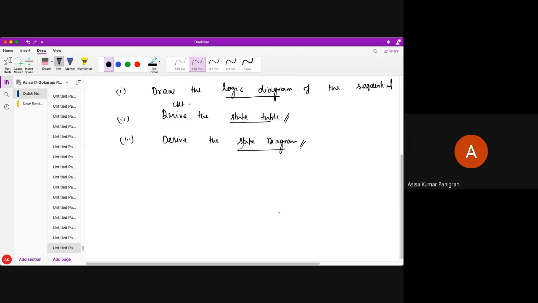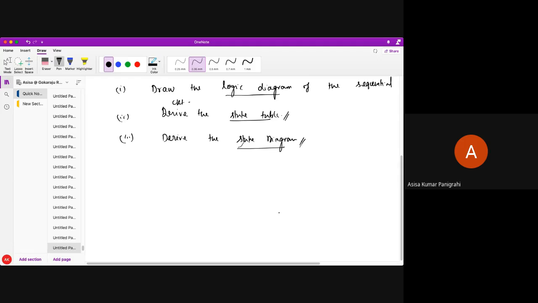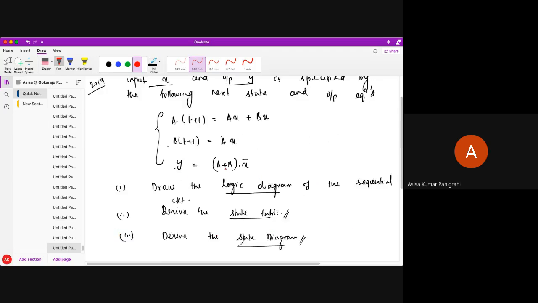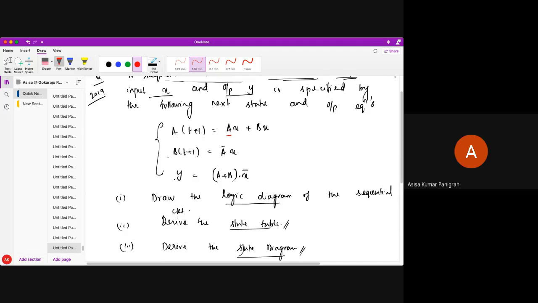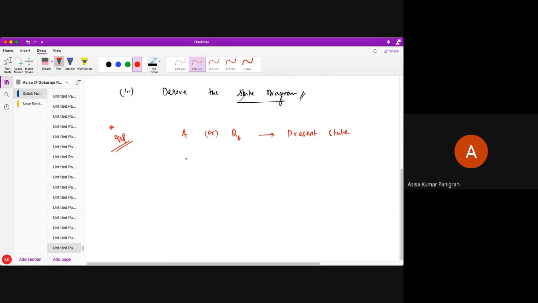Okay, so for that, first of all, one important thing I am going to tell you here. These are the notations. A or QA is represented for the present state. Please note it down. These are very important things. In some questions they may give A or QA. Here it is given as A, which means the present state A.